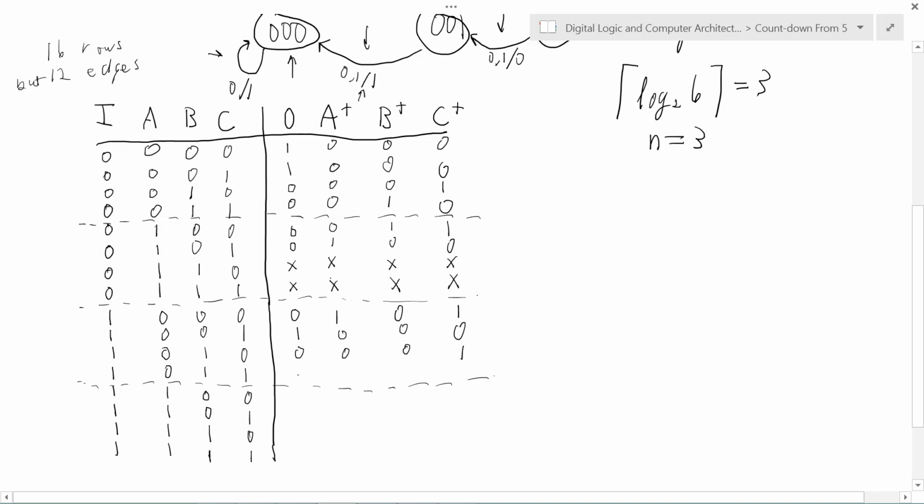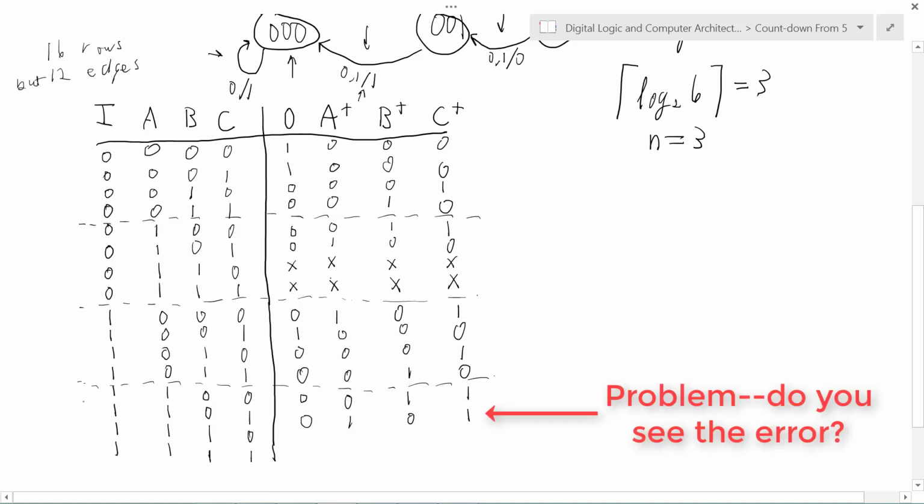Input 1, our output is 0 again, and our next state is 2. 4 goes to state 3. Output is 0 still. 5 goes to 4. Output is 0. And then for these two, we don't care about the outputs again. And we don't care about the next state equations.